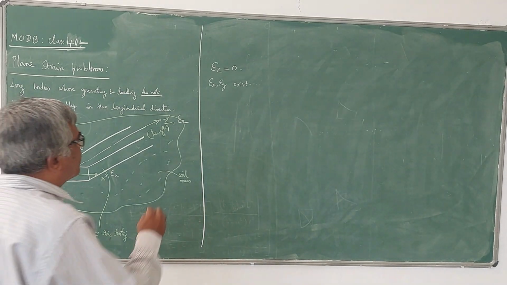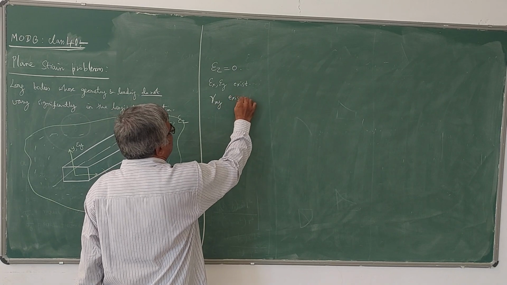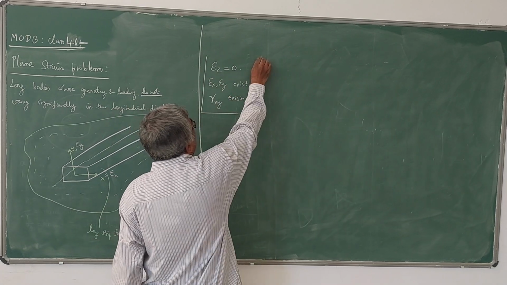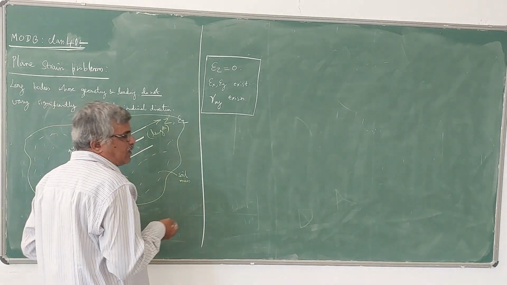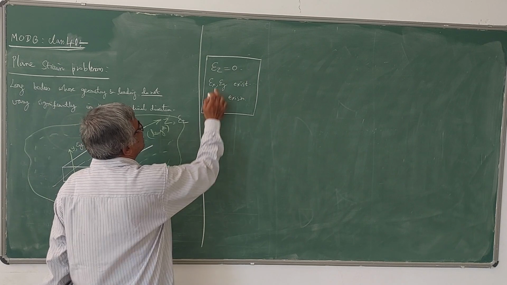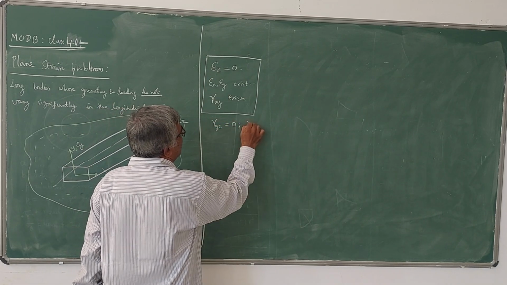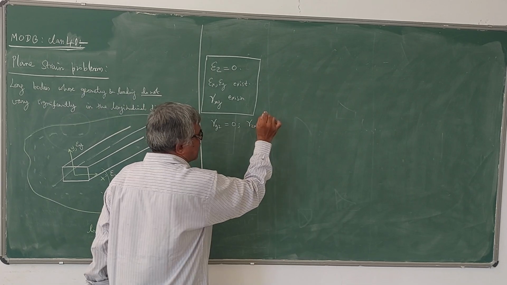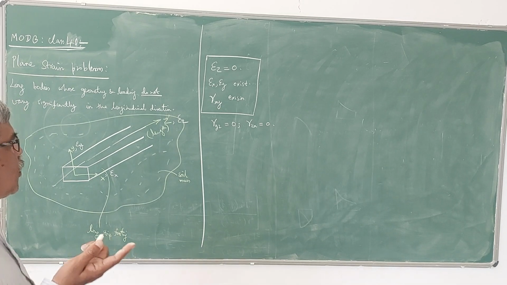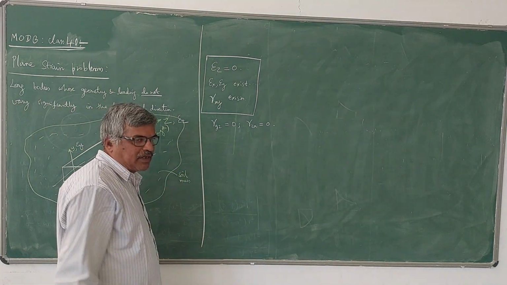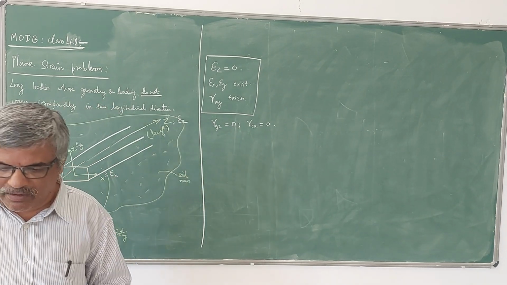In addition to that, gamma xy also exists. So this is the condition for plane strain. Once again, the other strain components will be 0. That means epsilon z is 0, gamma yz is 0, and gamma zx also will be 0. Tracing the difference between plane stress and plane strain: there, tau yz and tau zx will be 0 in the case of plane stress. Here, gamma yz and gamma zx will be 0 in the case of plane strain.